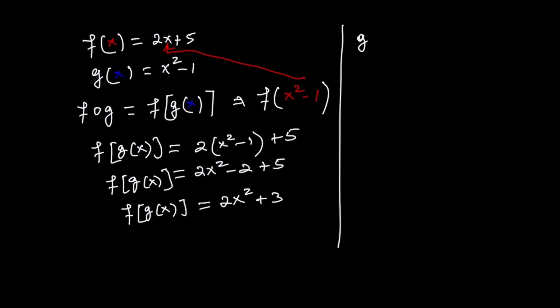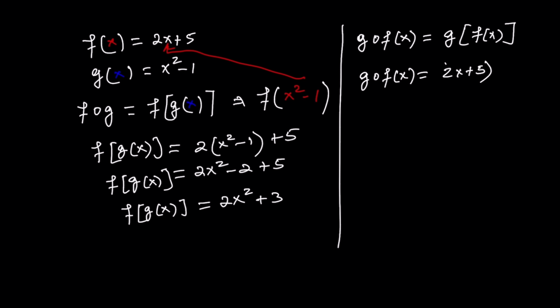Now let's look at g of f. This time f is inside of g. So we replace x in g with the expression for f. Since f of x is 2x plus 5, we plug that entire expression into g. So instead of x squared minus 1, we have 2x plus 5 squared minus 1.